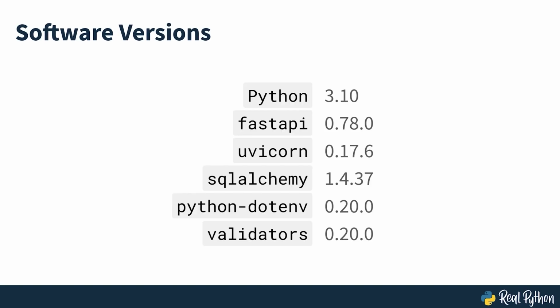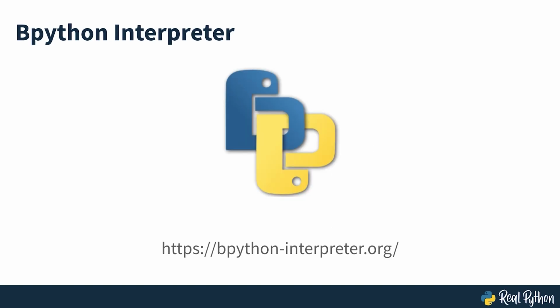This course was created using the software versions listed on screen. Any code that's seen in this course in the Python REPL will be run using the bpython interpreter, which offers a number of improvements over the standard Python REPL, including color coding. However, all of the code that you see running will work in the standard Python interactive shell, which is accessed typically by typing Python from a terminal where your virtual environment has already been activated.